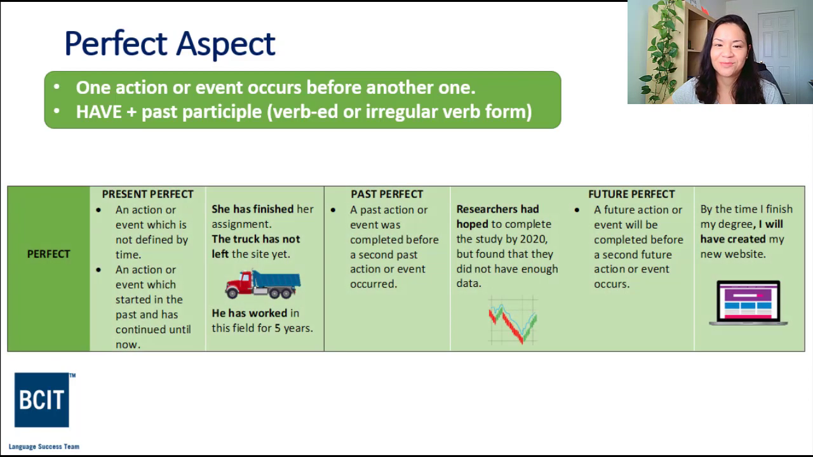Present perfect. We form present perfect using the present tense of have and adding the past participle. This is one of the most common verbs to use in English, and it's also a little tricky to understand. We often use present perfect to describe an action or event which is not defined by time. For example, she has finished her assignment. We don't know when she did that, we just know that she did. Or here, the truck has not left the site yet.